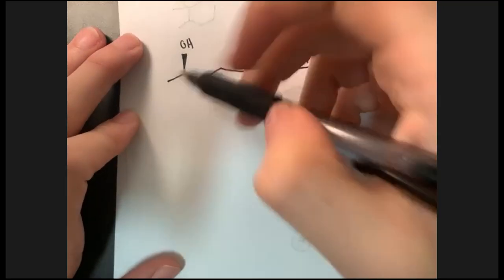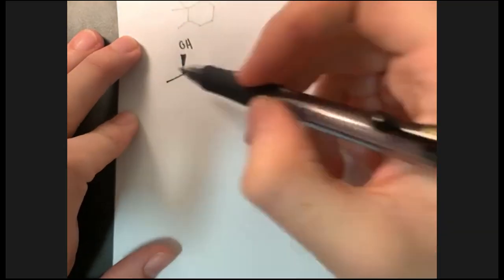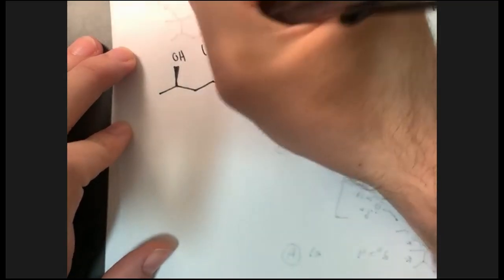First thing I want to do is assign R/S to this substituent, this hydroxyl group. So let's do that. It would be 1, 2, 3. So what do I think? What's my R/S configuration for this? R. Great, R. So let's just keep that in mind.